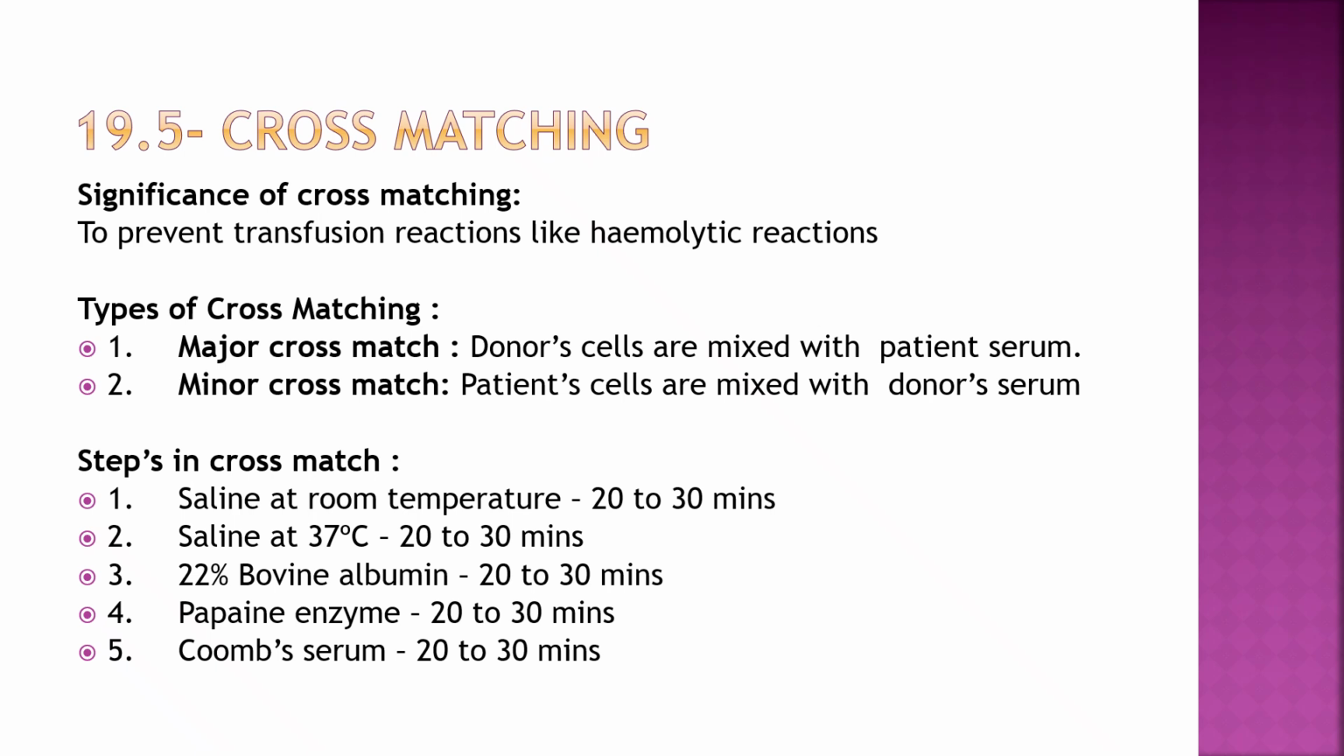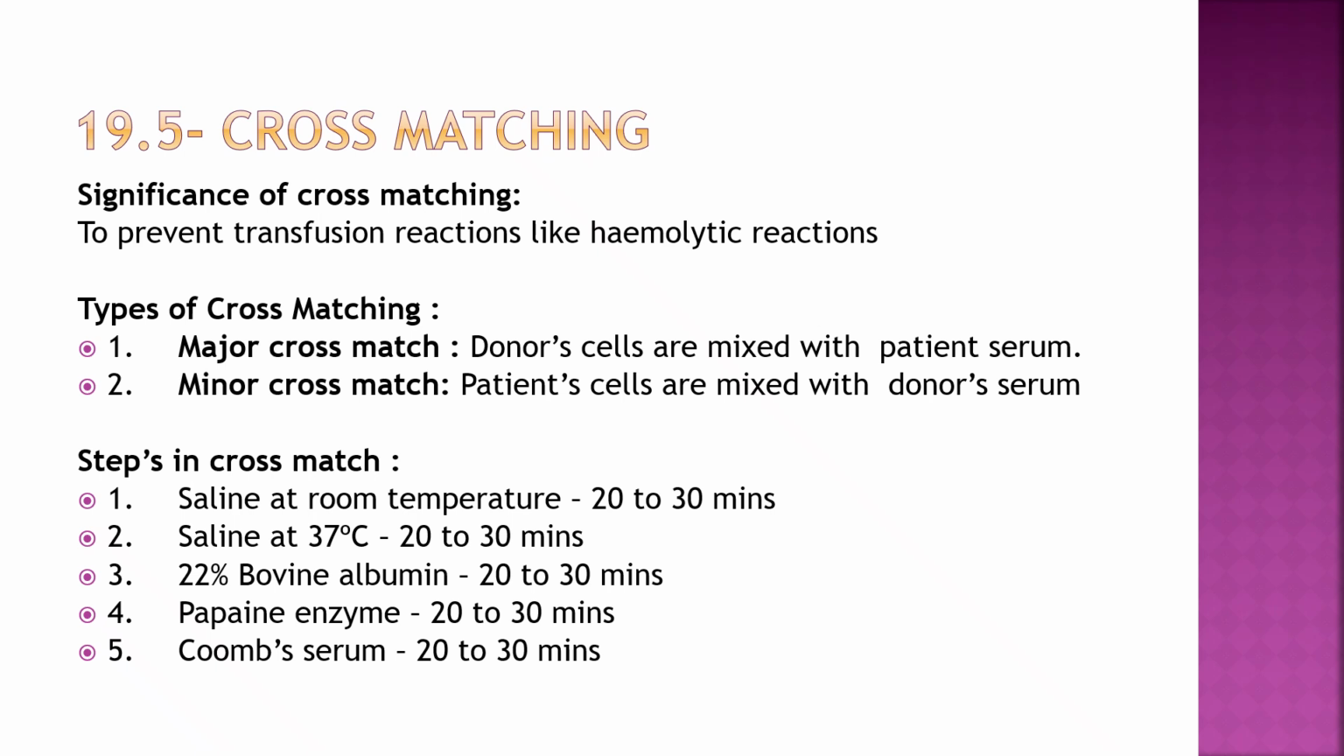The significance of cross matching is to prevent transfusion reactions like hemolytic reactions which occur because of mismatched blood transfusion. Now, types of cross matching: there are two, major and minor. In major cross match, donor cells are mixed with patient serum, so the donor's antigen is going to react with the patient's antibody. In minor cross match, patient cells are mixed with donor's serum, meaning the patient's antigen will react with the donor's antibody.